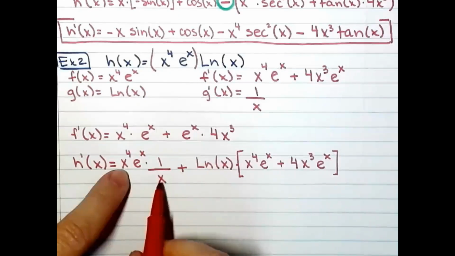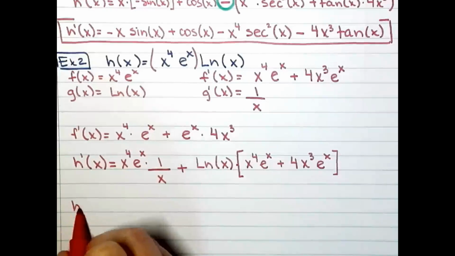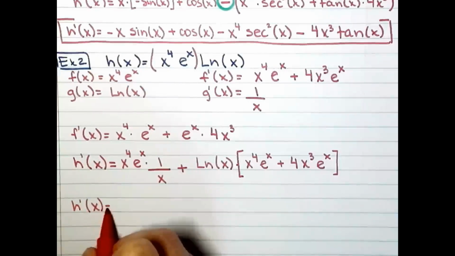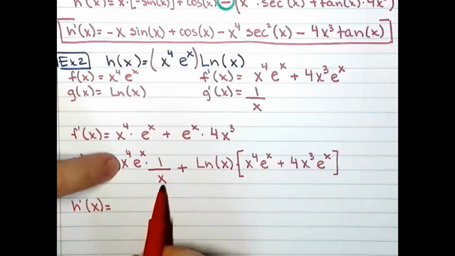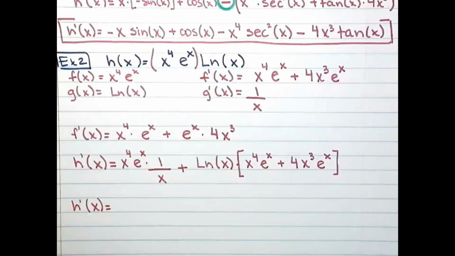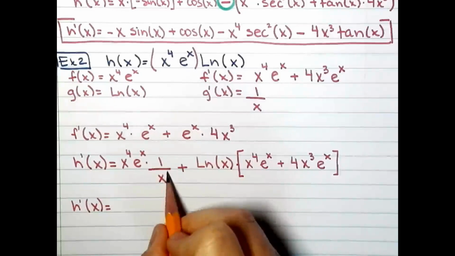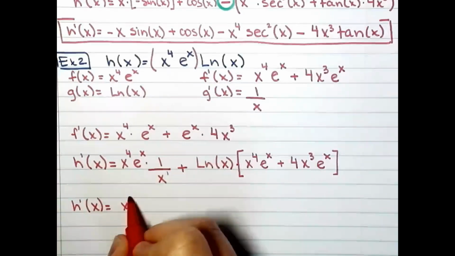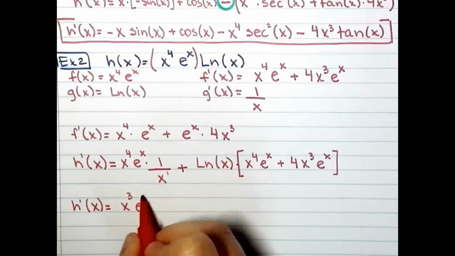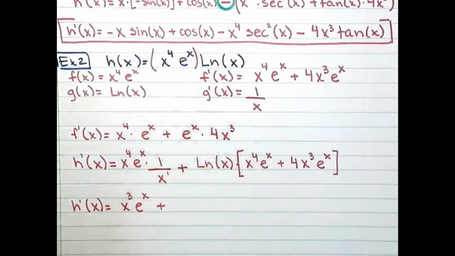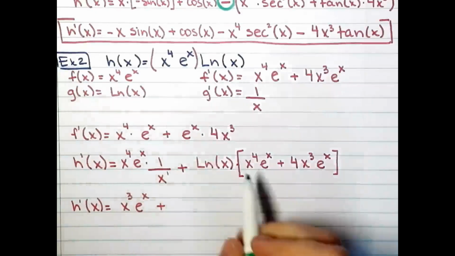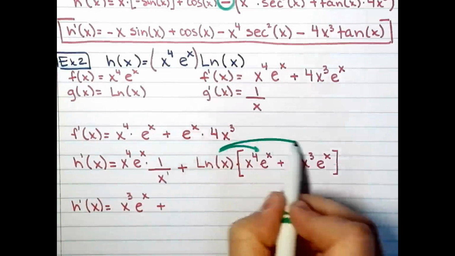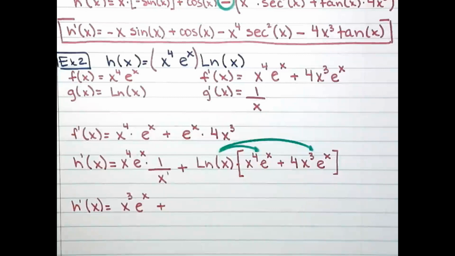We need to simplify the exponents right there. So when you divide, you're going to keep the base x, subtract the exponents, you have an invisible 1 right here. So 4 take away 1 is 3. So x to the 3rd power. And then here you can choose to distribute the natural log or not. I will.